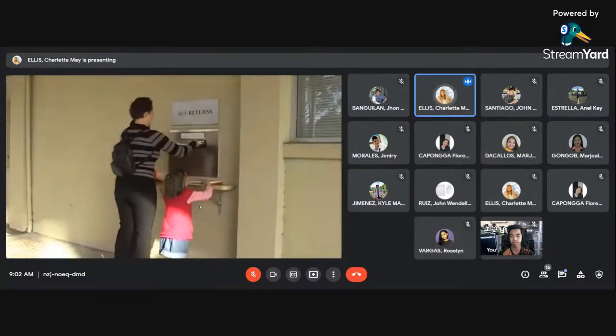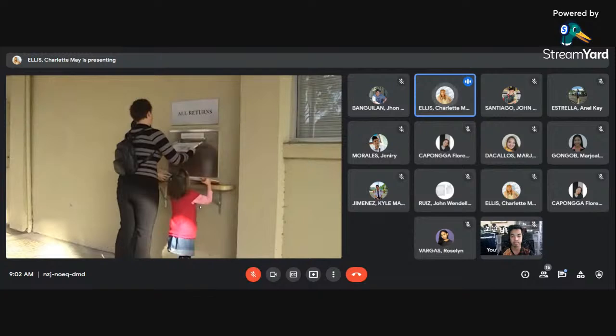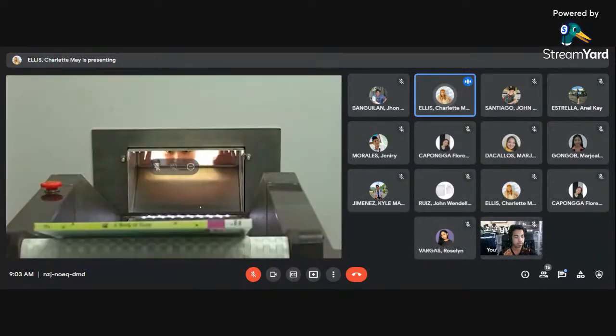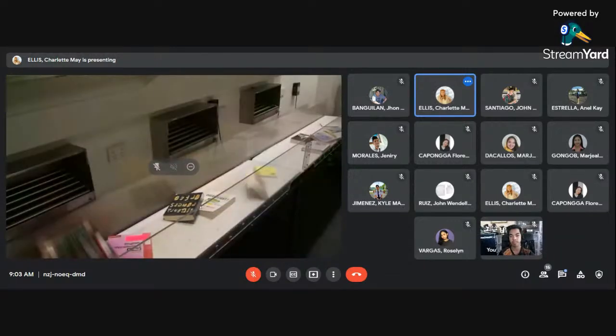So ayan po, nakikita nyo po kapag nagsasoli po ng libro, yung mga tao, ini-input na lang po nila yan dyan sa may, parang sa machine po. Yan, and then mapaprocess na po yan.